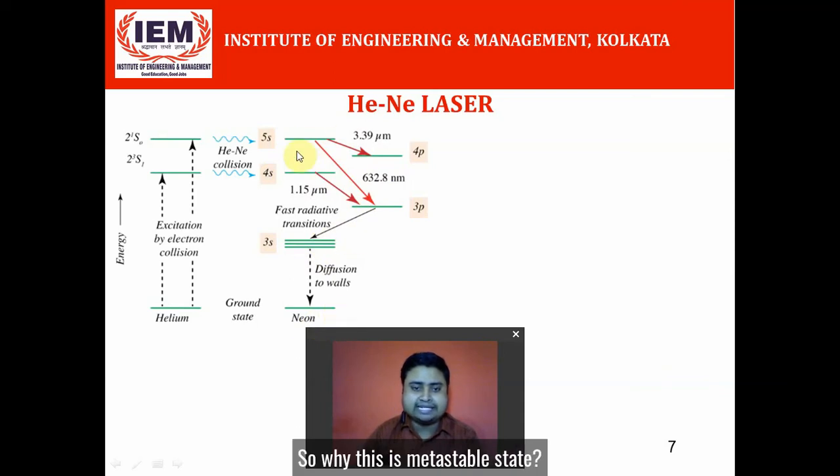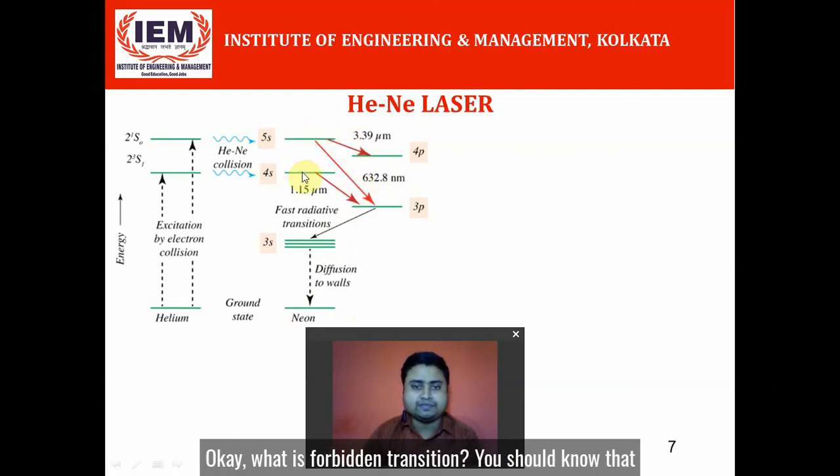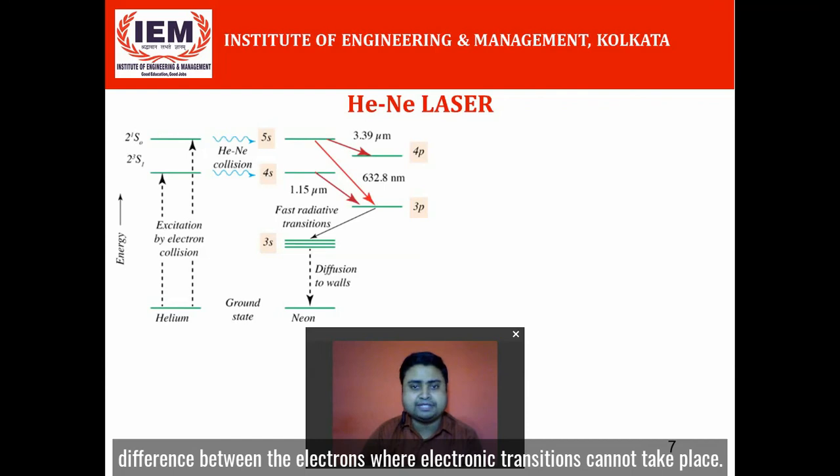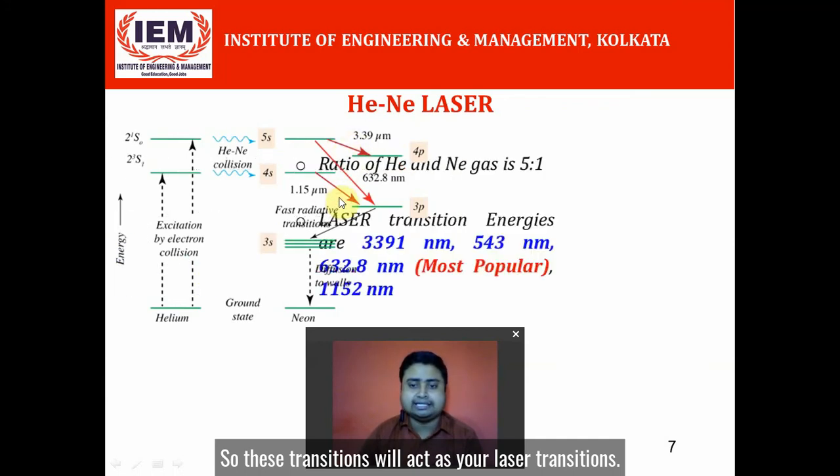So why is this a metastable state? Because these transitions are forbidden transitions. That's why it becomes a metastable state. Okay, what is a forbidden transition? You should know that there will be some combination of spin difference between the electrons where electron transition cannot take place. So these transitions will act as your laser transitions.